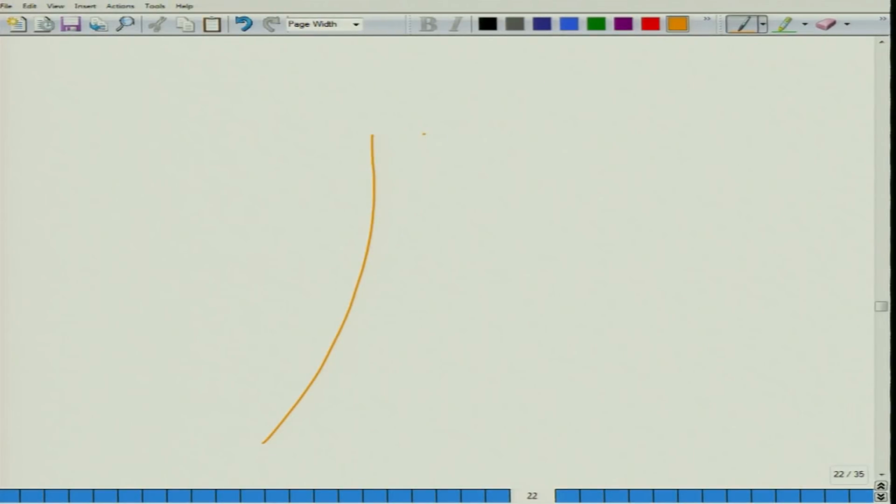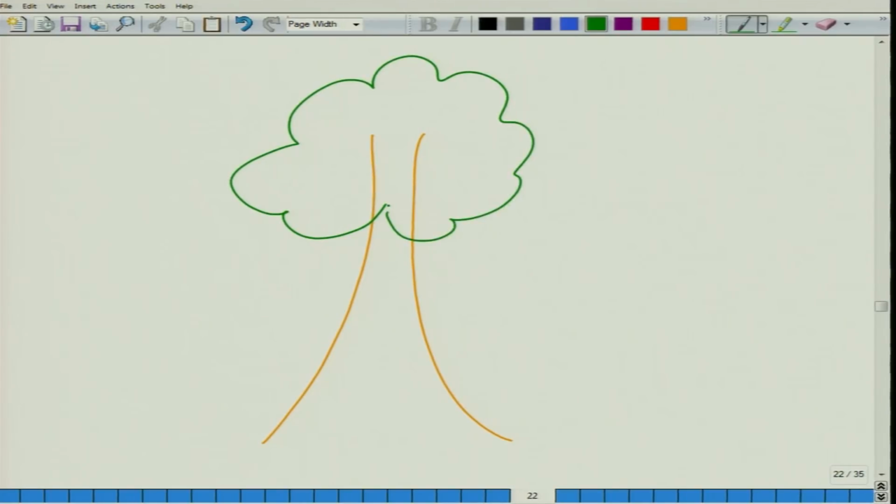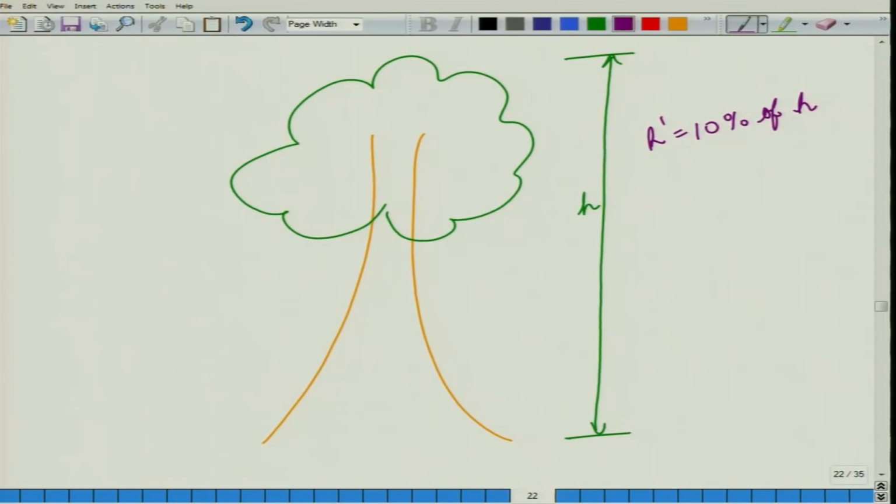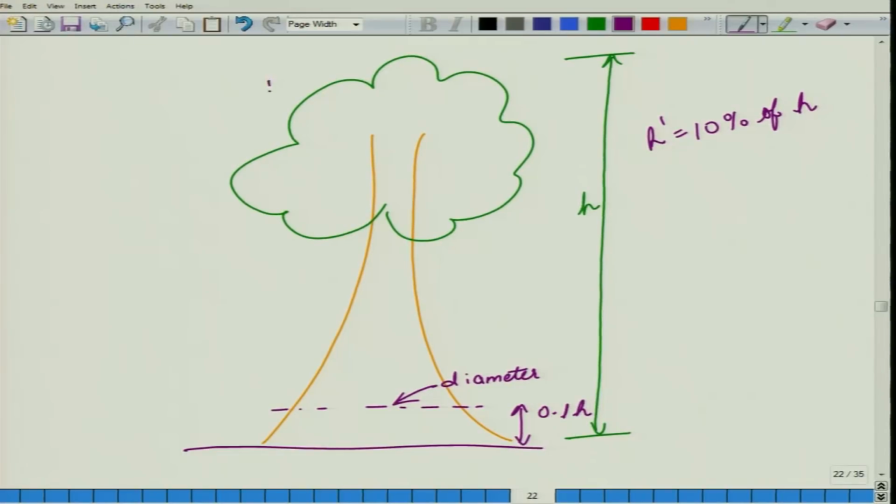So, let us take another tree. Suppose this height is h, and suppose we said that we are only going to measure its diameter at a point that has a height h prime, which is 10% of h. So, we are not fixing this height arbitrarily to be any fixed figure for all the trees, but in the case of this tree, we will take a height that is 0.1 h, and here we are going to measure the diameter, and then we are going to construct a cylinder.